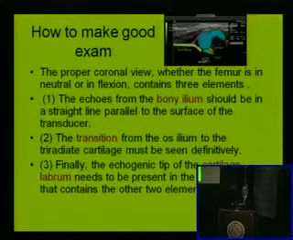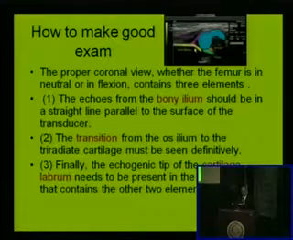The most important thing in evaluation of the morphology of the joint is to do a proper view, proper technique. The proper coronal view should follow these strict parameters. First, the echoes from the bony ilium should be a straight line parallel to the surface of the transducer. If it is oblique like this or oblique like this, or curved like this, that means that the position of the transducer is wrong. So it should be straight and it should be parallel to the surface of the transducer.